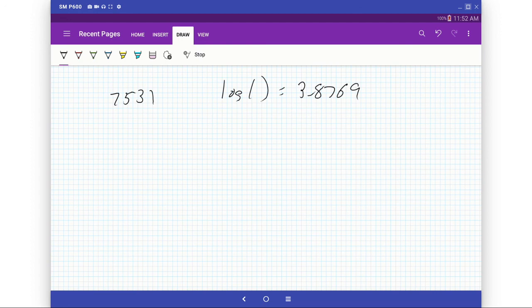Without touching your calculator, can anyone tell me what the log is of 753.1? What is the log of that value? While you're typing it into the chat or talking, what is the log of 75.31? Or 7.531?